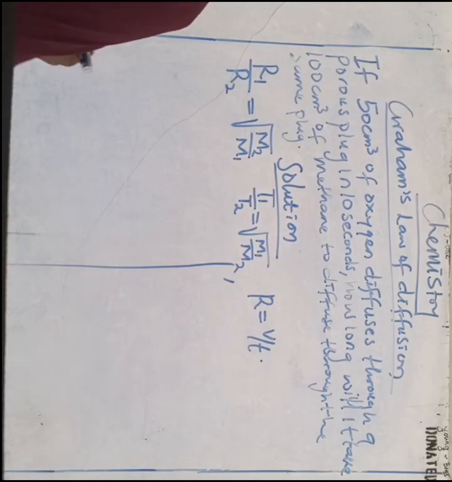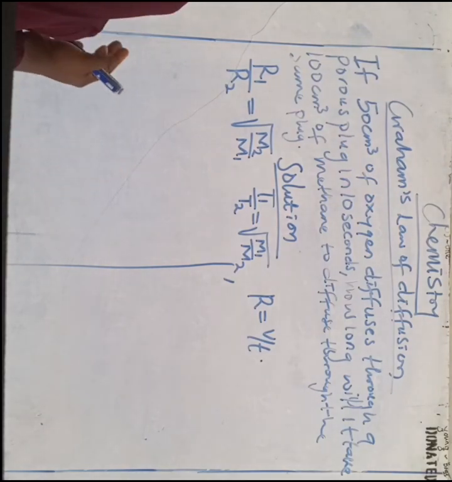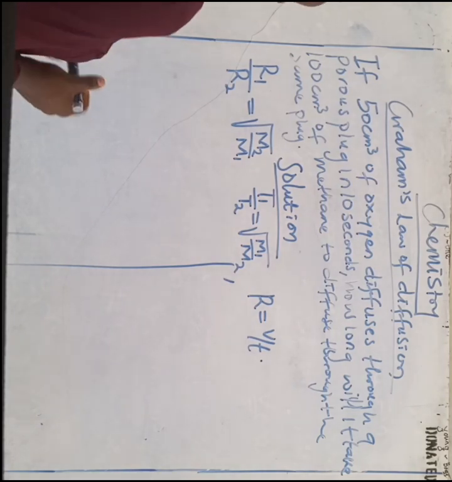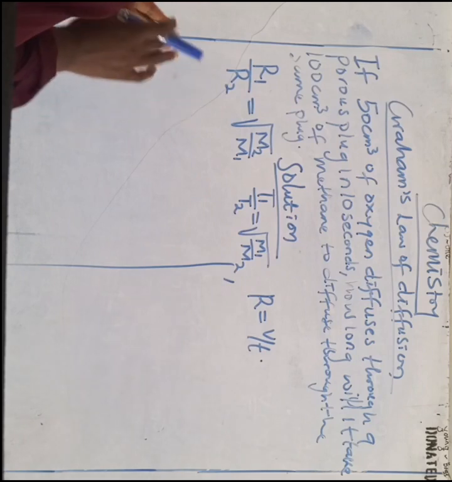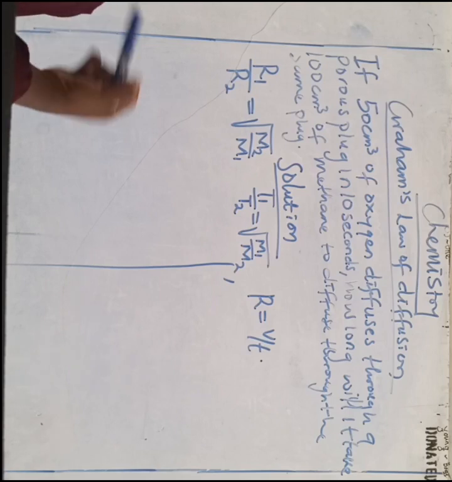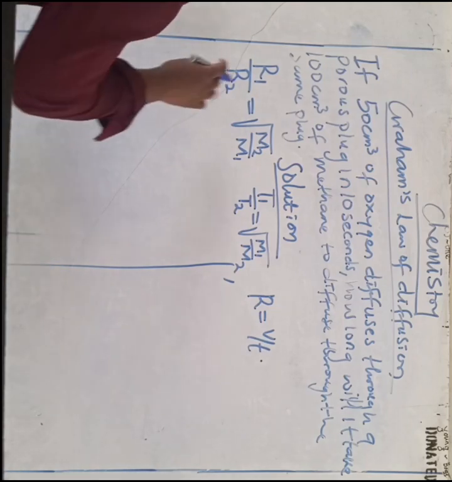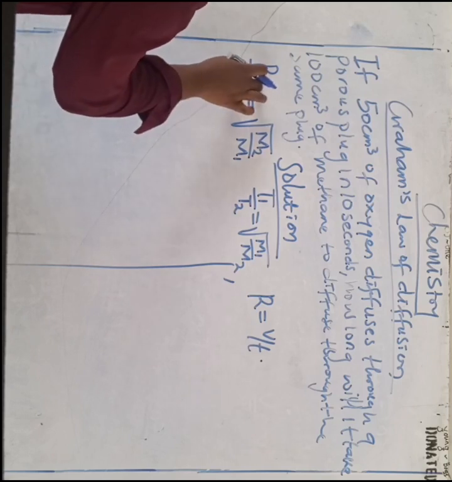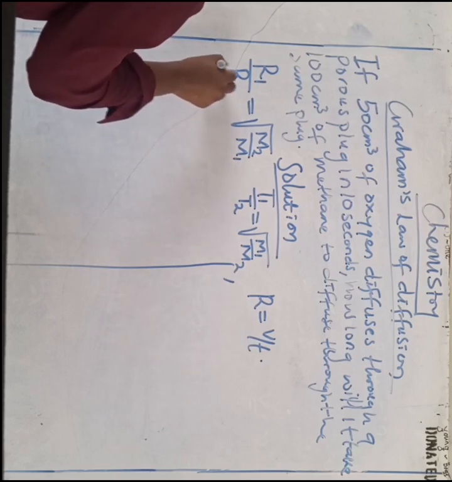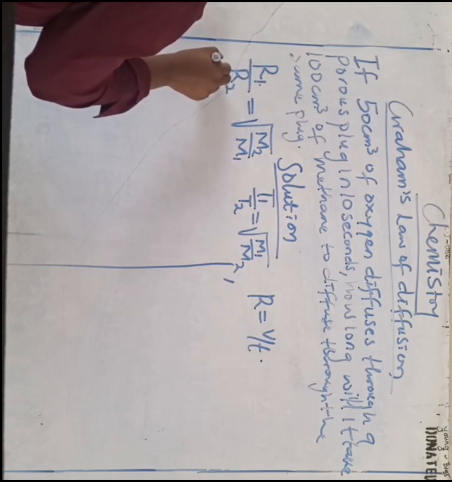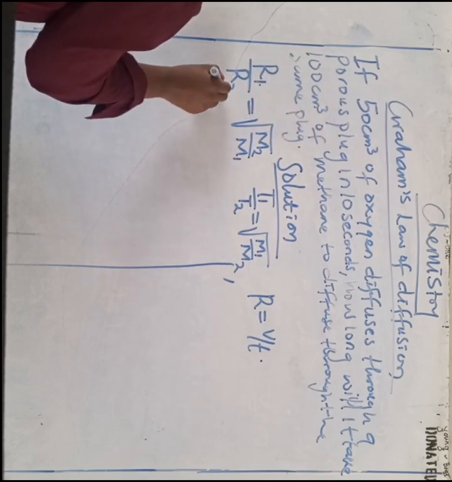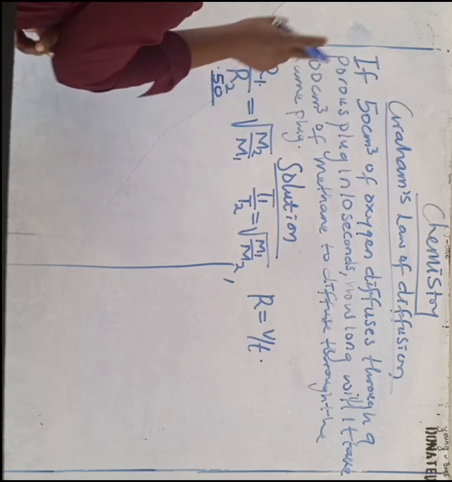Now let us read our question and try to solve. If 50 cm cube of oxygen diffused through a porous plug in 10 seconds, that means my oxygen will carry number 1. How long will it take 10 cm cube of methane to diffuse through the same plug? How long means time. So I'm going to use my R1 over R2. My R here for oxygen is volume over time. The volume that was given here is 50 divided by 10.